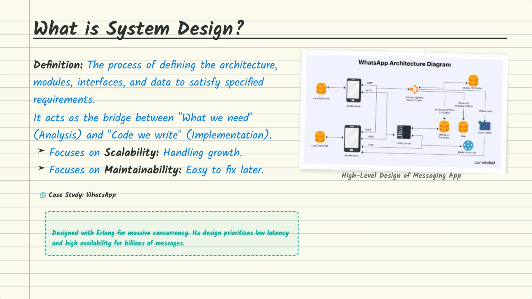System design is the process of defining the architecture, modules, and interfaces to satisfy specified requirements. It acts as the critical bridge between system analysis and code implementation, focusing heavily on scalability and maintainability, as demonstrated by the architecture of messaging apps like WhatsApp.